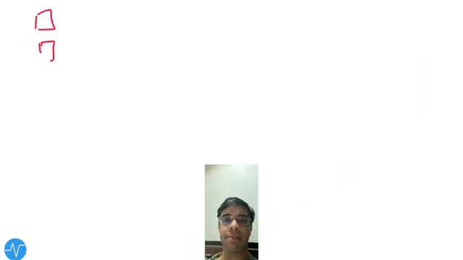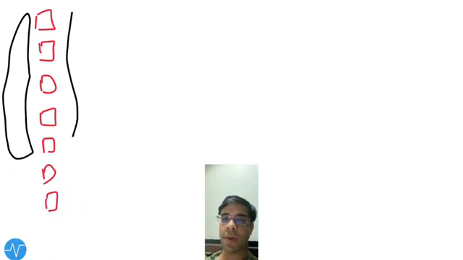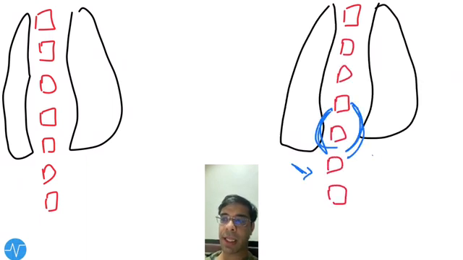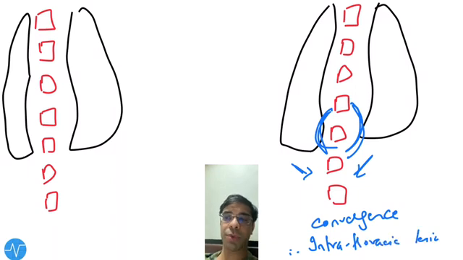Let's draw the diagram. First we'll draw the vertebra, then we'll draw the lungs. Now we'll draw the lesion. First we'll draw again the vertebra and the lungs. See, the lesion is converging towards the vertebra. Therefore, it is an intrathoracic lesion.